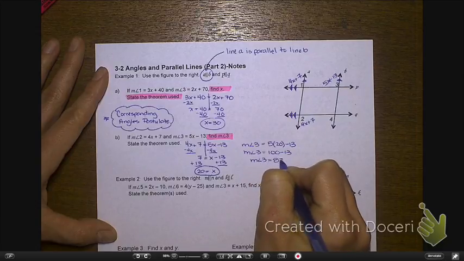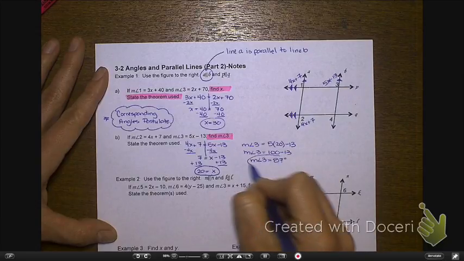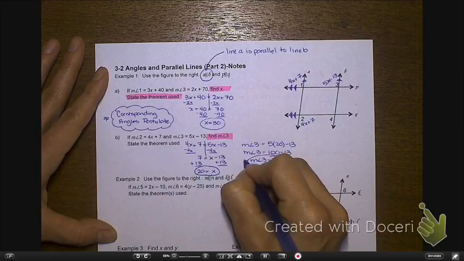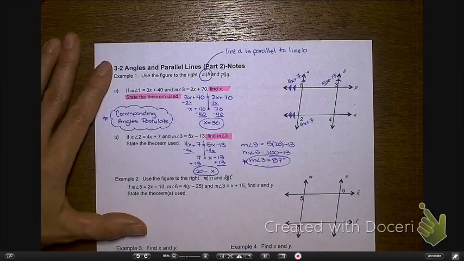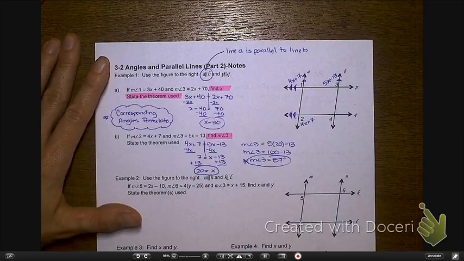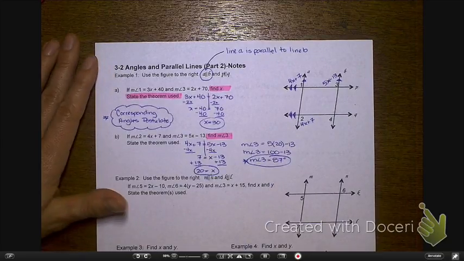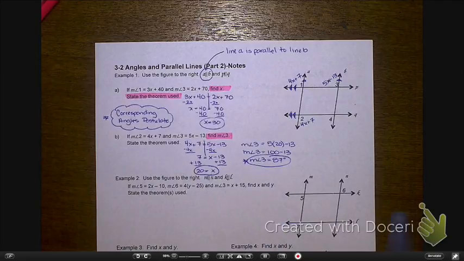Now, don't forget your degree symbol. This is actually one of the answers, right? 20 is not. That's 87 is. Okay? All right. So now from there, what are the theorems that I used here?